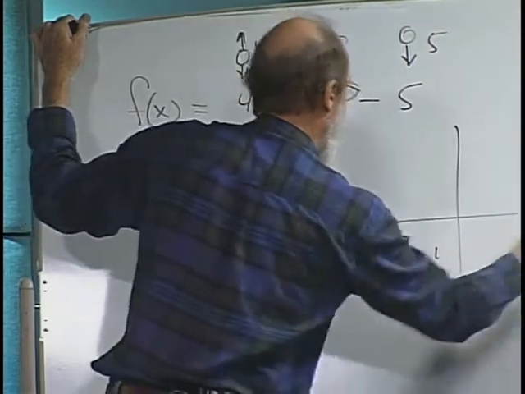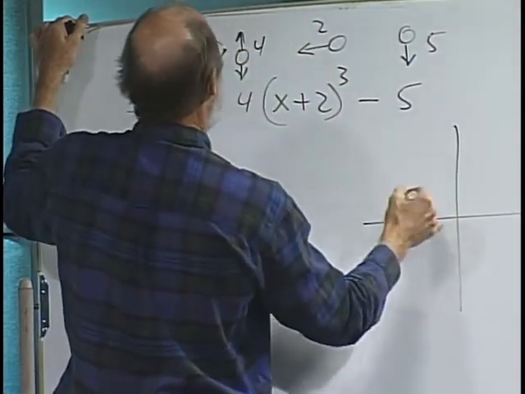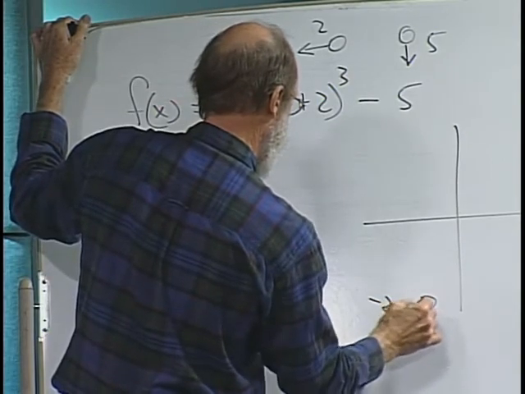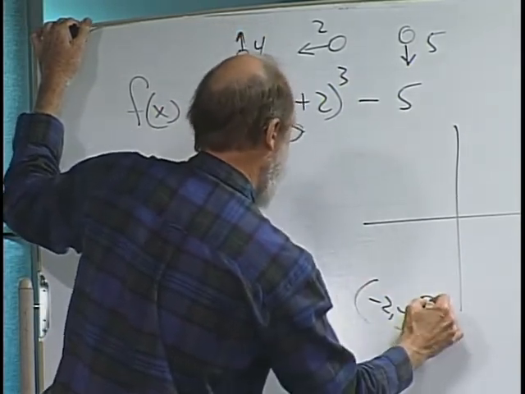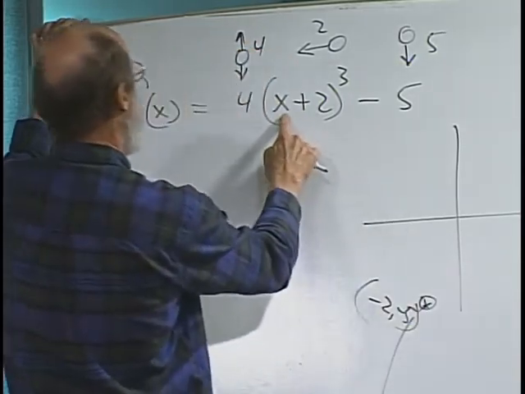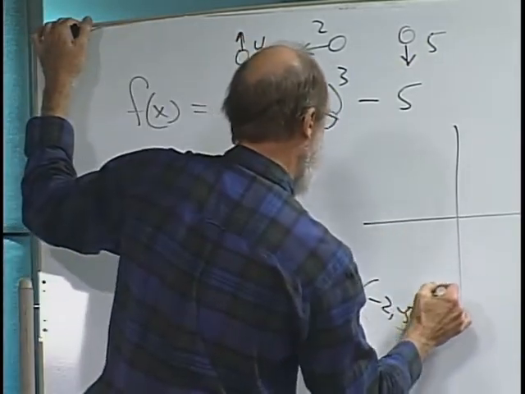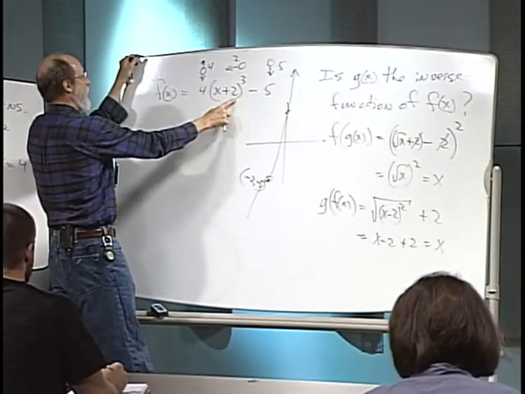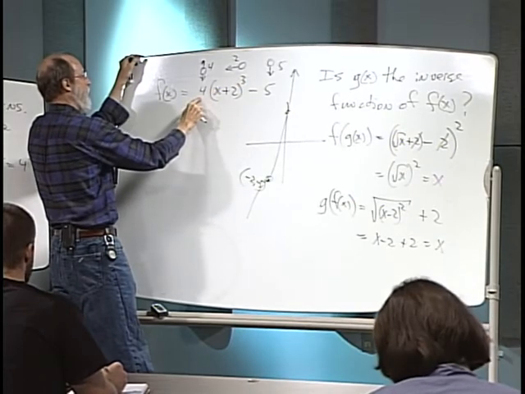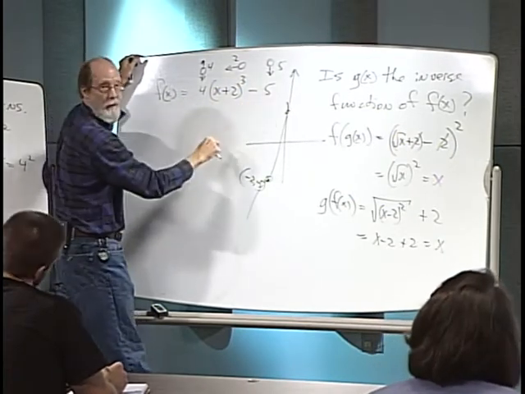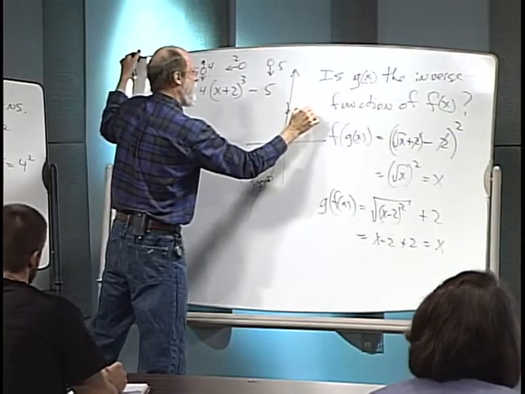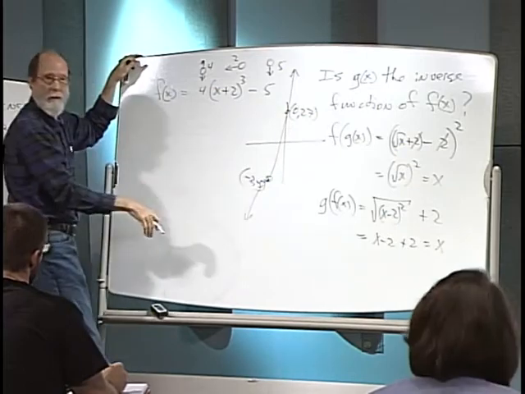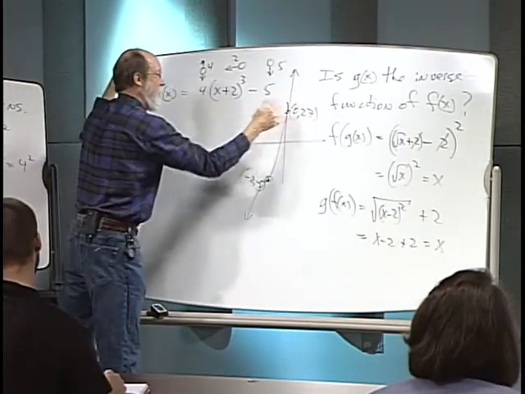So a real quick micro sketch of this thing: tall, skinny cubic, 2 to the left and down 5. Tall and skinny, looking something like that. And if x is 0, I get a positive y-intercept way up there. 0 in for x gives me 2 cubed times 4, which is 32. Take 5 off of 32, 27. So it looks like that with its end behavior shown. Got it? Passes a horizontal line test.